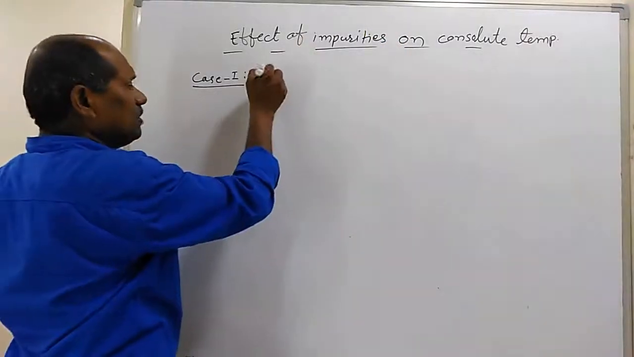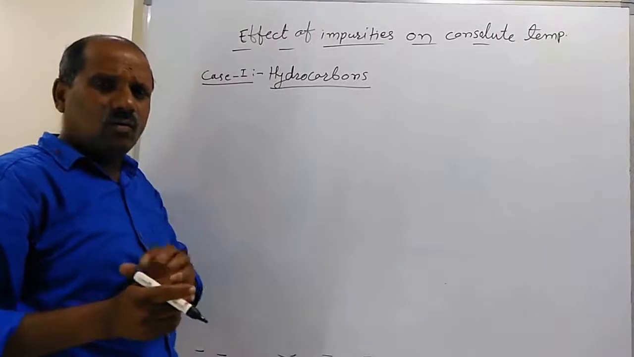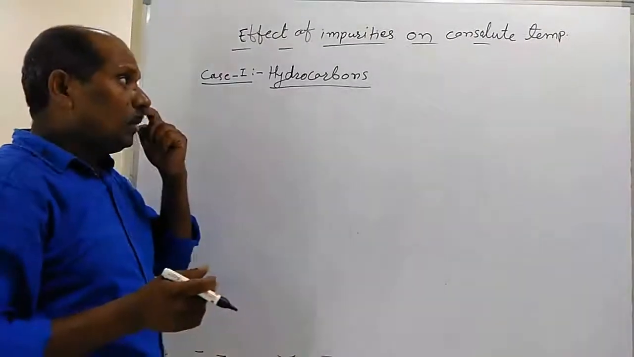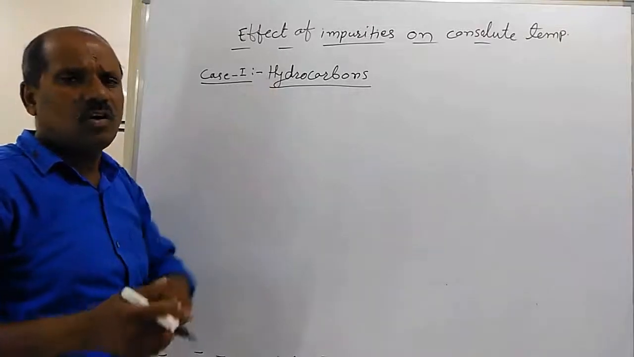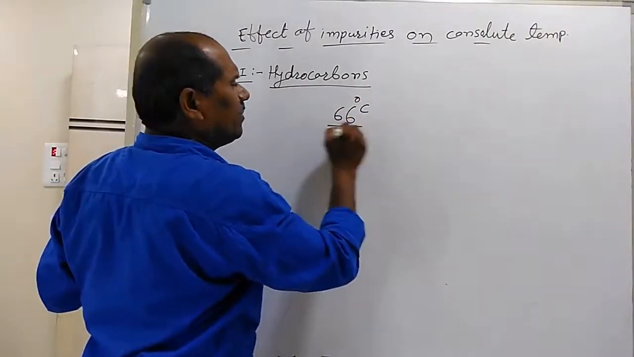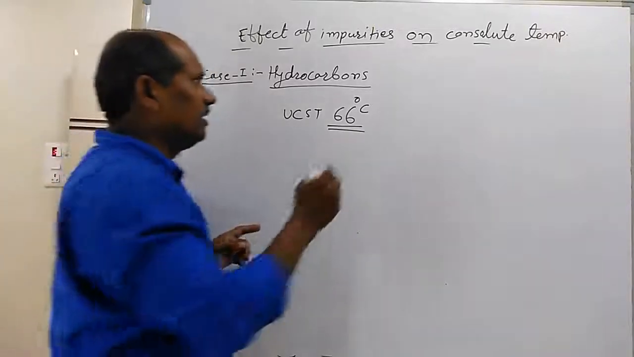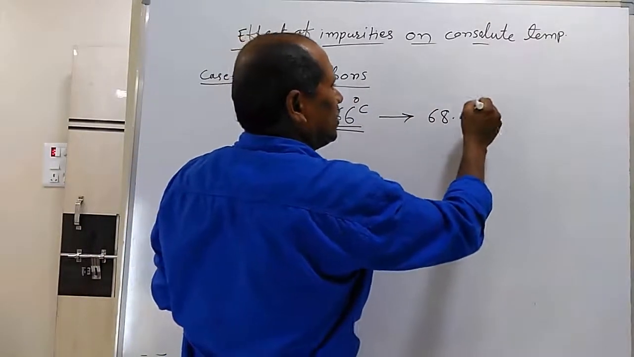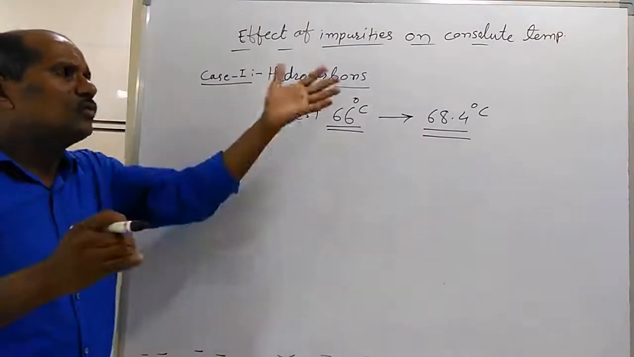In the case first, hydrocarbons are soluble only in the phenols, and the water layer doesn't show the solubility. Whenever the impurities of hydrocarbons are present in the phenol water system, then the consolute temperature increases or the critical solution temperature increases. In the phenol water system, 66 degrees Celsius is the UCST, upper critical solution temperature. Whenever there is a presence of hydrocarbons as an impurity, then this temperature increases to 68.4 degrees Celsius. Means whenever the impurity is soluble in one of the partially miscible liquids, then its consolute temperature increases.